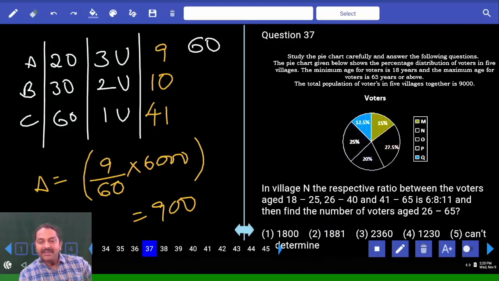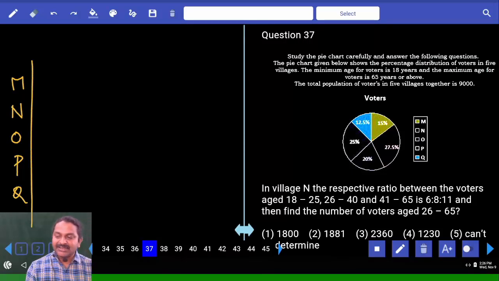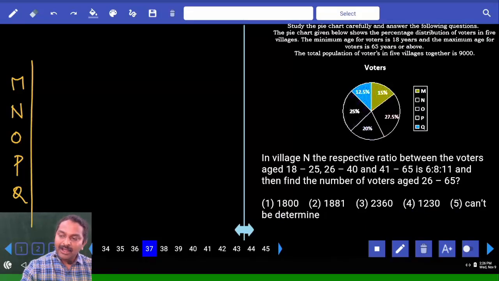From question 37 onwards. The pie chart given below shows the percentage distribution of voters in 5 villages. The minimum age of voters is 18 years and the maximum age of voter is 65 years or above. The total population of voters in 5 villages together is 9,000. How many villages we have? 5: M, N, O, P, Q. And percentages of voters are mentioned here. Now upon 9,000 only we have to calculate all these values.